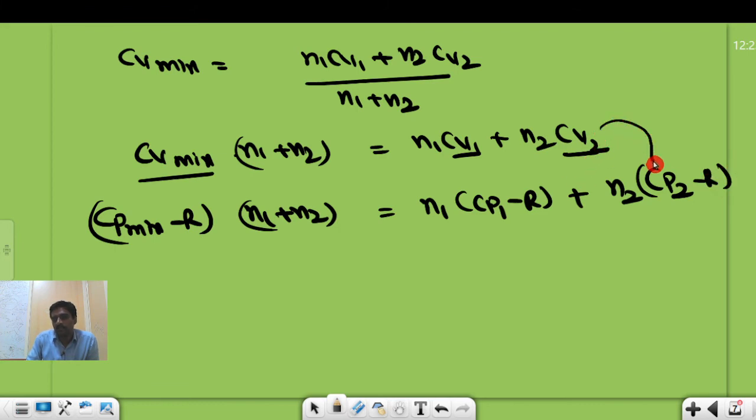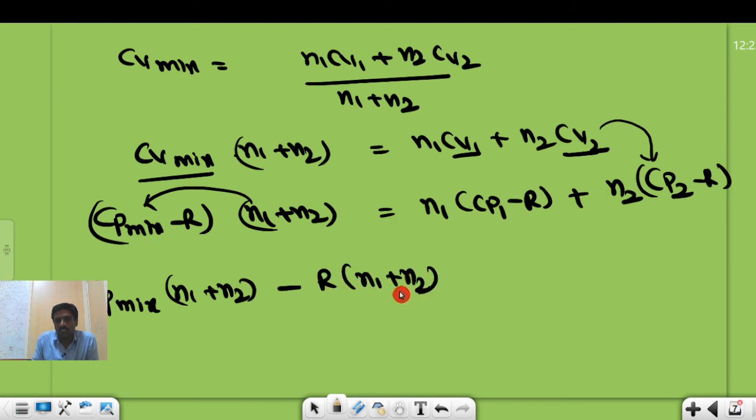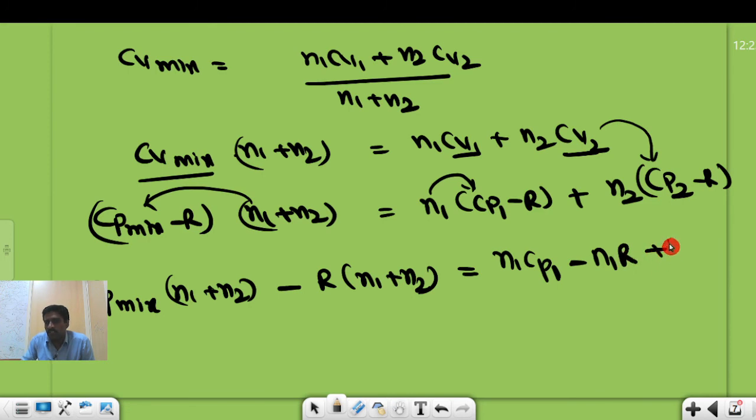I have substituted Cv in terms of Cp. Then, taking the common multiplication, Cp mix into (n1 plus n2), minus R into (n1 plus n2) on this side, is equal to, multiplying the values on the right, n1 Cp1 minus n1 capital R plus n2 Cp2 minus n2 capital R. This is the value I am getting.